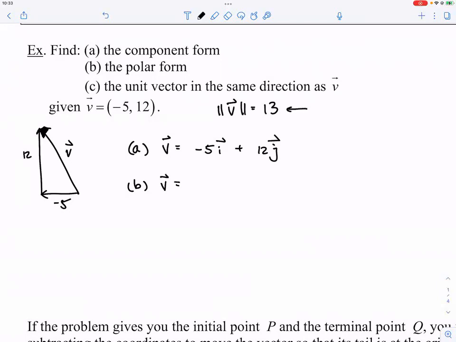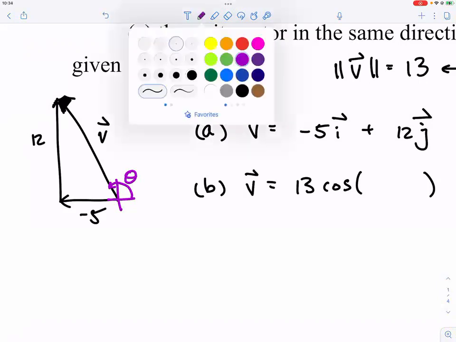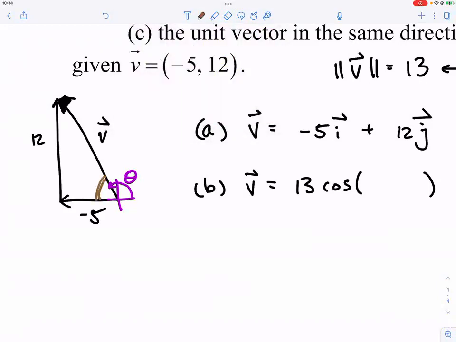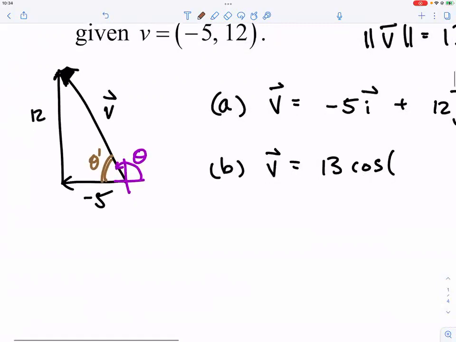I think we have our radius already. This is our radius, so we got 13. But we also need our angle. And the angle is going to be this angle right here. It's better if you have a diagram to illustrate what the theta really is. But with the triangle, we can find out this angle right here, and let's call it theta prime. If we can find out theta prime, then we can find out the actual theta.